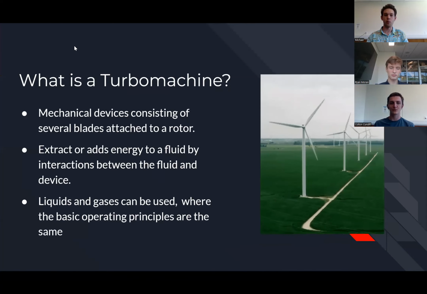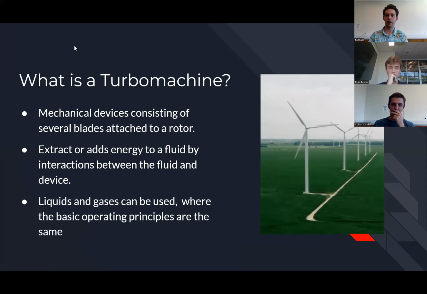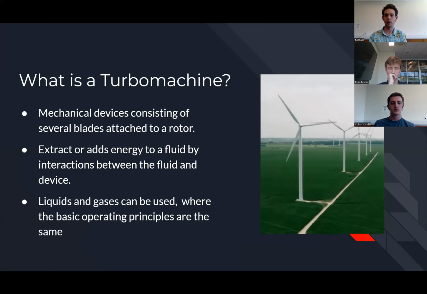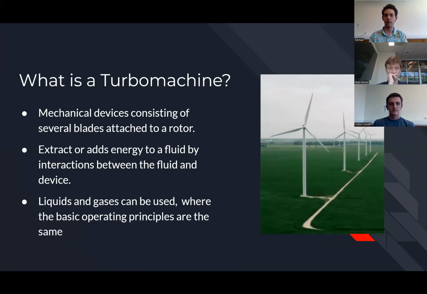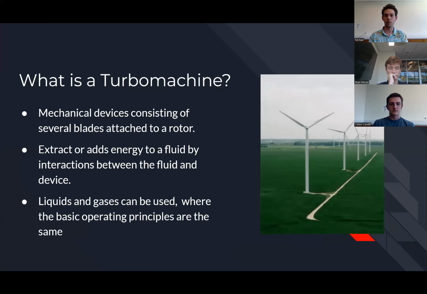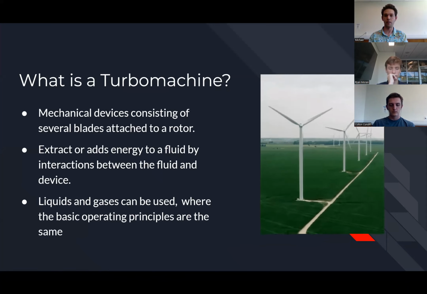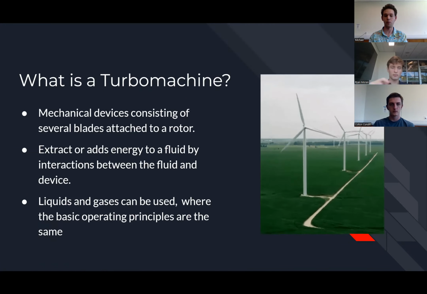Okay, so a turbo machine is a mechanical device that consists of several blades attached to a rotor, and they're used in industry to either extract energy from a fluid or add energy to a fluid. And turbo machines can use either liquids or gases as their fluid, and the use depends on the situation that the turbo machine is in and the type of turbo machine.